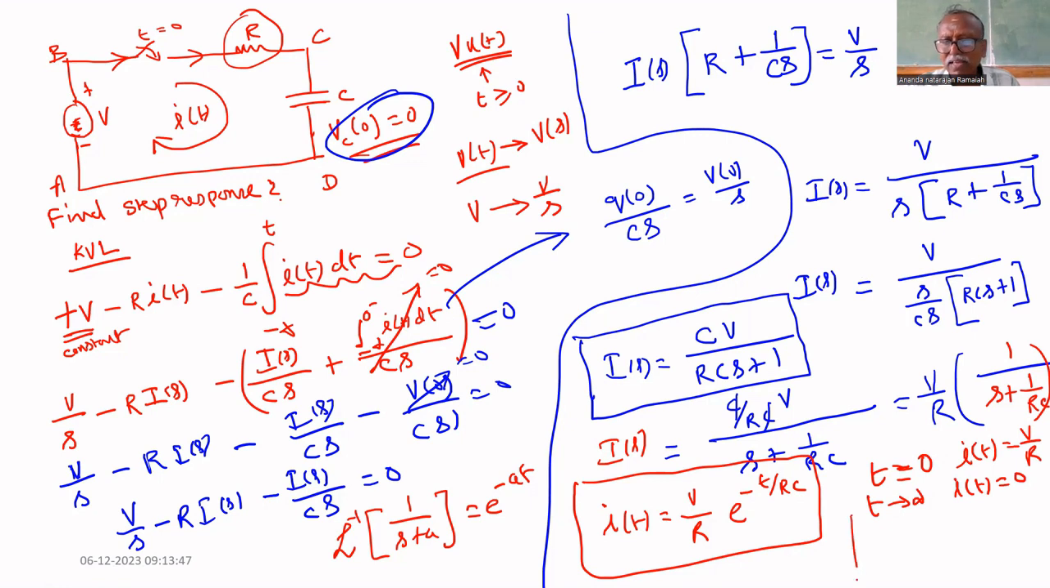Therefore, the current will vary like this. Initially, it is V by R. Then it decreases exponentially and goes to 0. This is I of t. This is the expression for I of t.